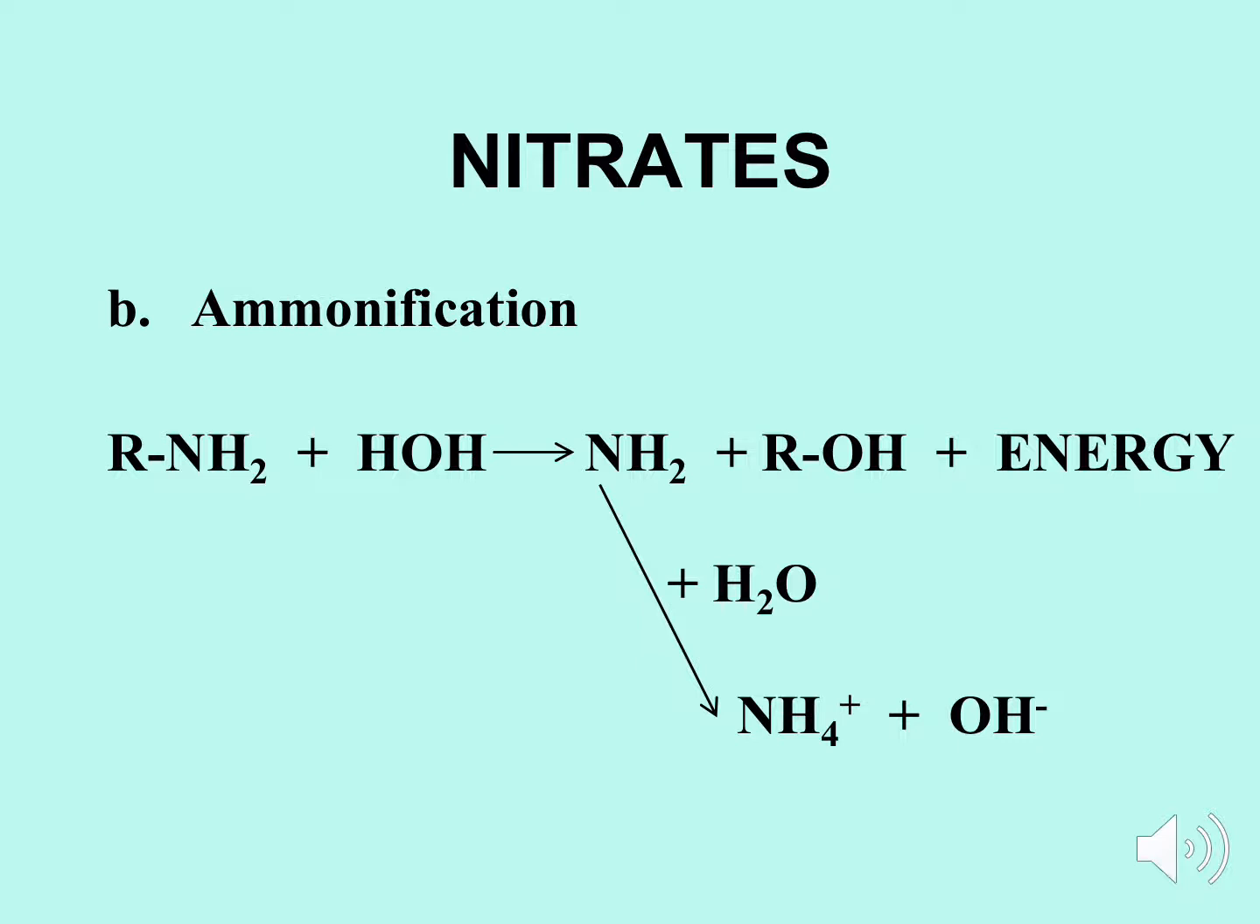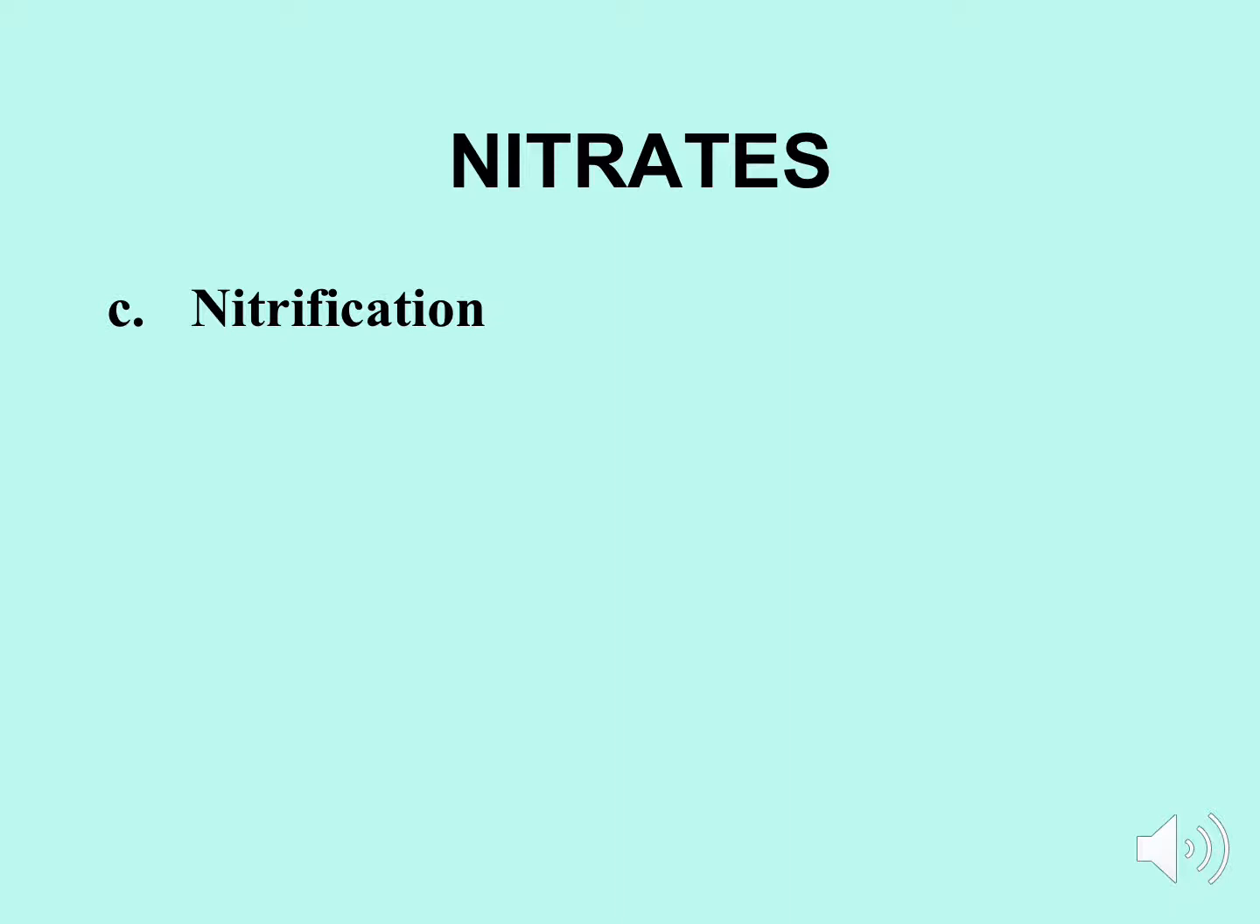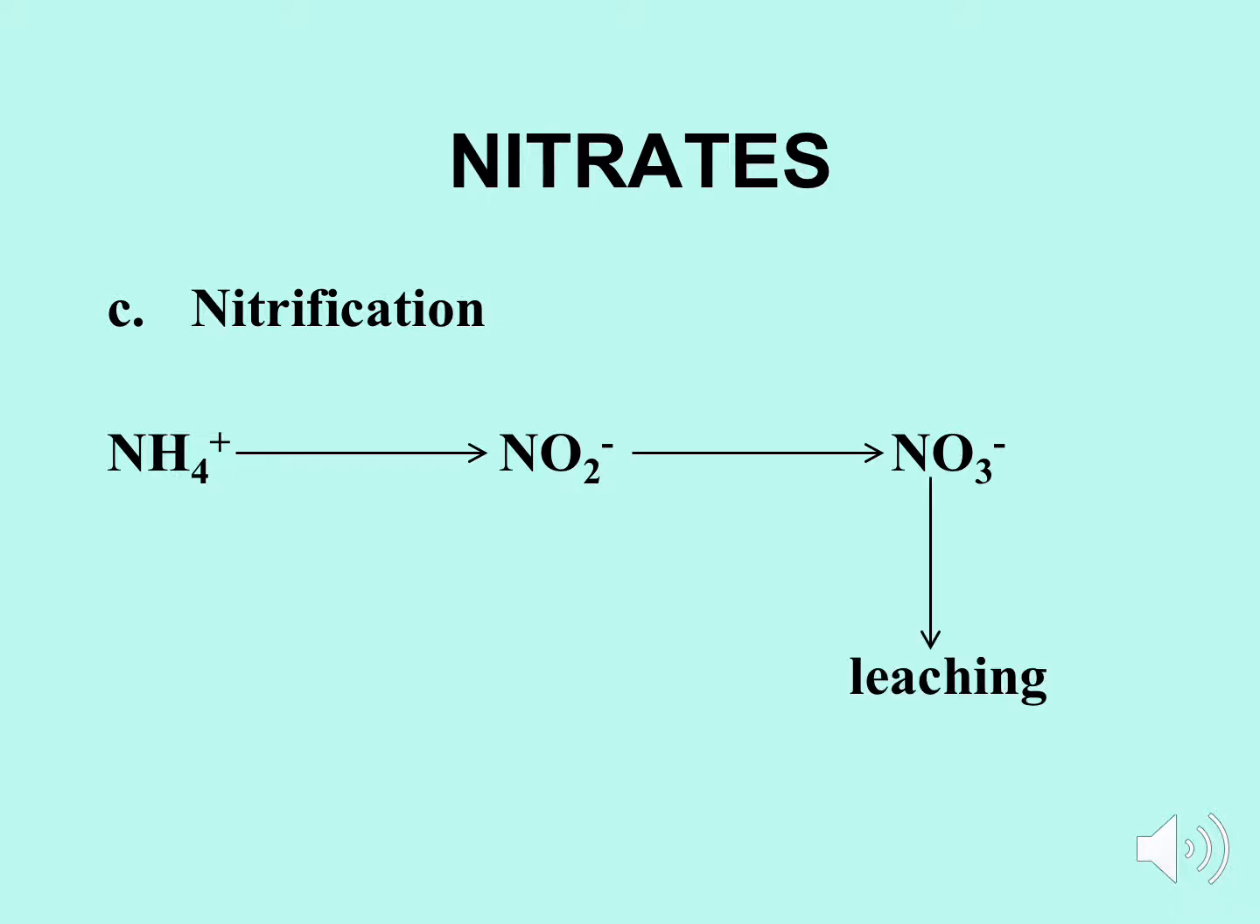So we get ammonium, and then that ammonium can undergo nitrification, which is simply the conversion of ammonium to nitrate. It's a two-step process. We go ammonium to nitrite to nitrate. And again, we end up with nitrate, which has a negative charge. And because it has a negative charge, it can leach in soils. And we basically end up with leaching. So that's another way that nitrates can get into our groundwater.